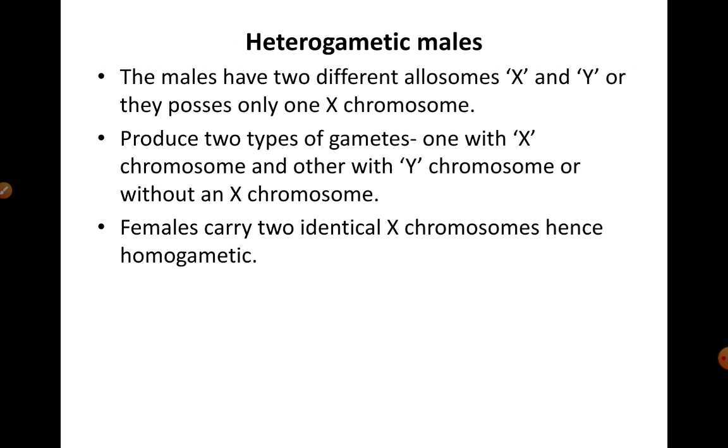Now let us take heterogametic males. Here the males have two different sex chromosomes or the allosomes denoted as X and Y, or they possess only one X chromosome, wherein the chromosomal complement will be represented as XO.